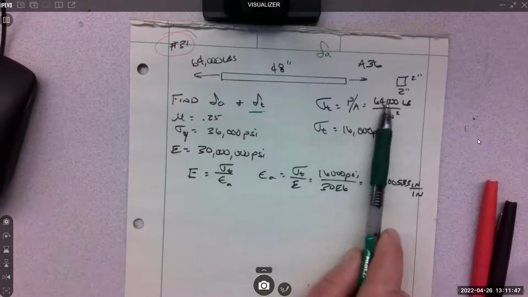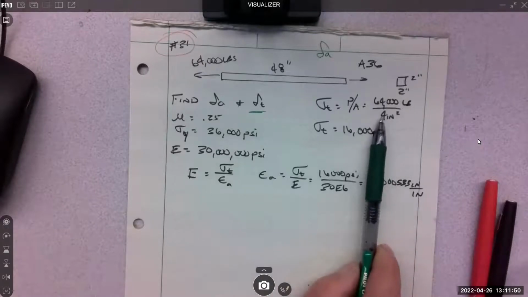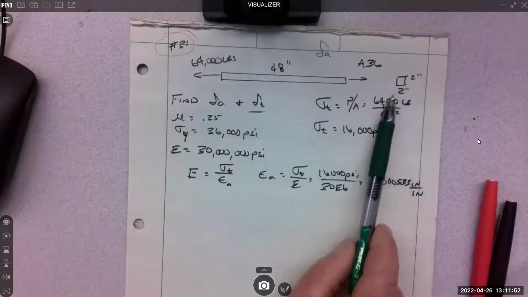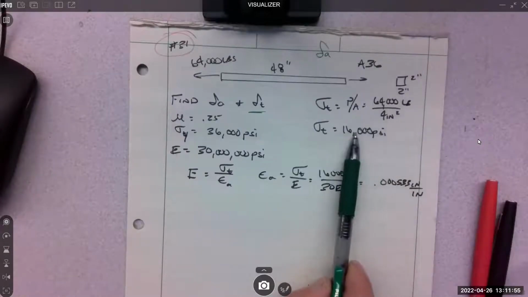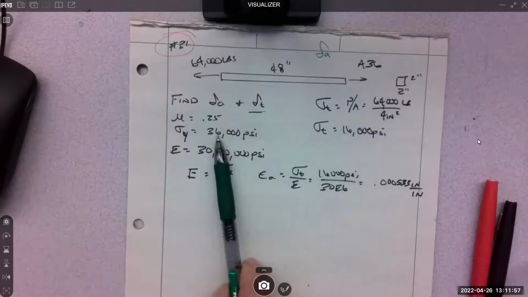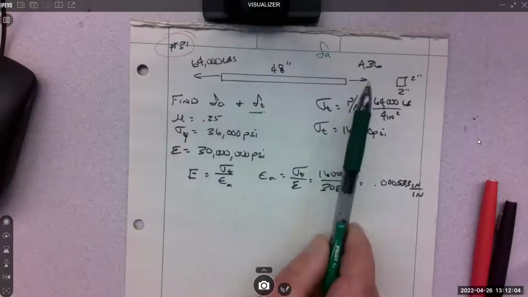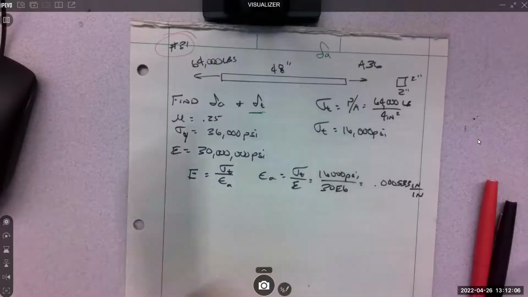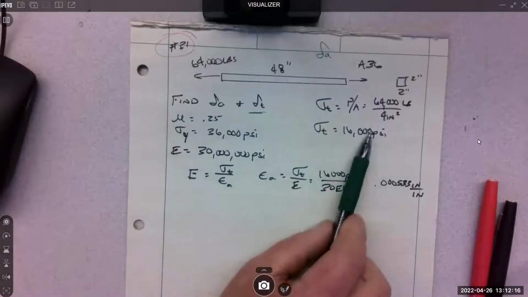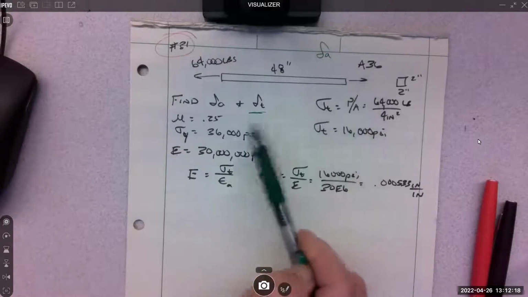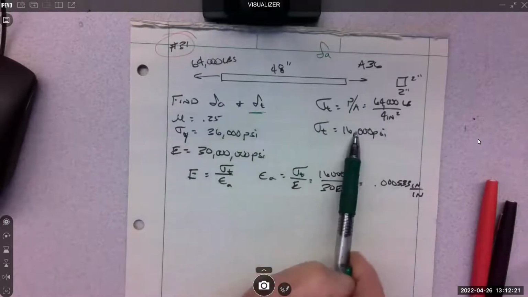I took the 64,000 and divided by 4 because it's 2 by 2. P over A gave me 16,000. That's well under the 36. So we're good to continue to work on this. Okay. So check the stresses right away on all the problems. Make sure they're within the allowables. So if they have given us some other allowable, we'd want to make sure it was under that. It is. It's 16,000. A36 is 36,000 yield. So we're good.